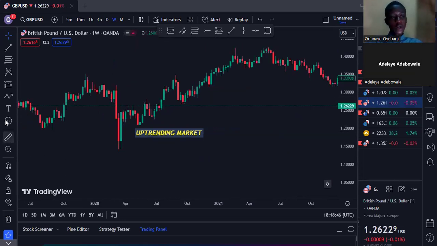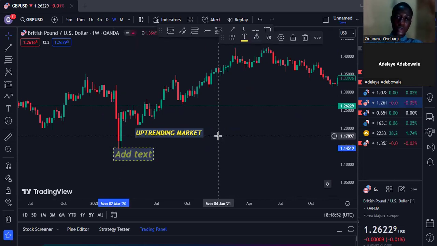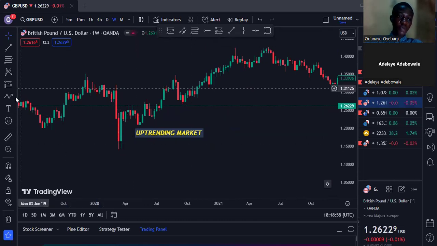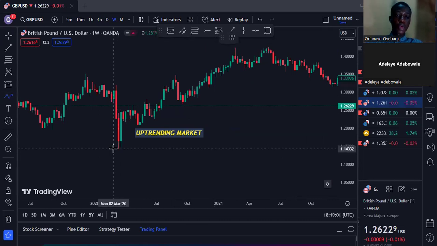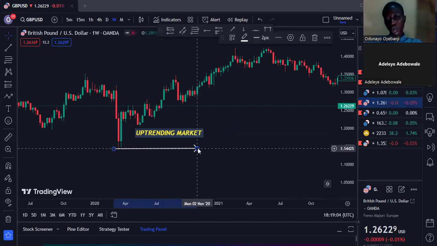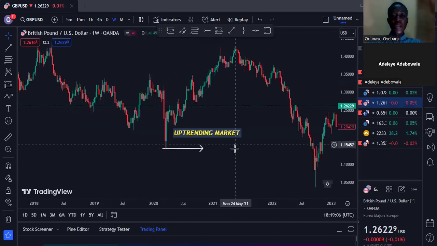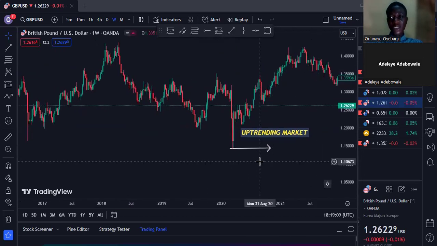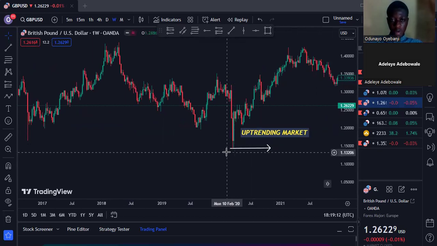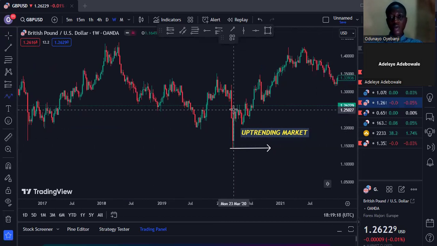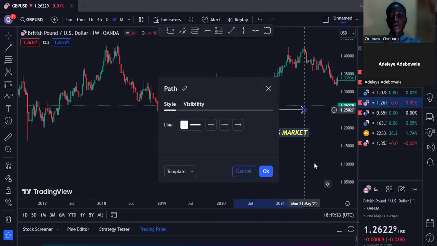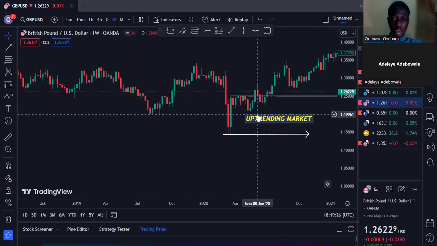In an uptrending market, the first point you want to mark out is the low. Are you following me? The low. Now from this low, how do we identify that it is an uptrending market? From this low, the price pushed up, then we found resistance.